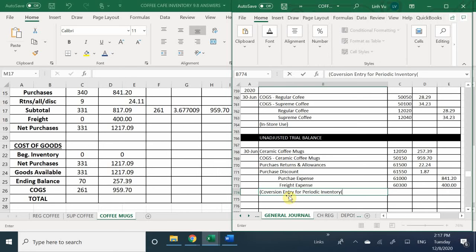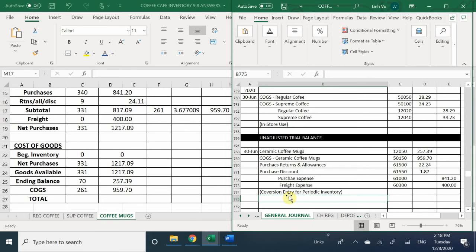Okay. You can write periodic conversion entry for periodic inventory. You don't need to say coffee mugs because it literally is pretty straightforward. So there you go. All right. So what do we need to do next? Okay, sorry, I was still typing.